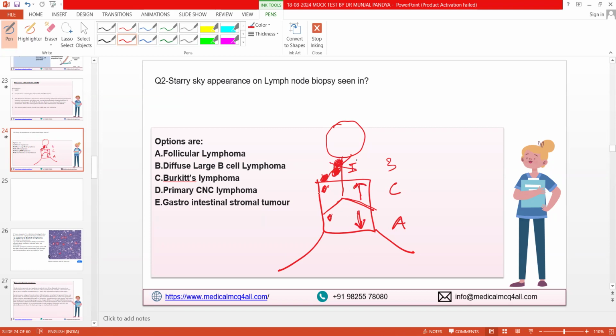And what is stage 4? Stage 4 is extra lymphatic. It has gone out. Lymphoma is a malignancy of lymphoid tissue. So if it is going out of the lymphoid tissue, for example to liver, bone marrow, brain, it is advanced disease, stage 4 disease. It is not now limited to the lymphatic system. So we see a lot of lymphoma patients who present with bone metastasis. So it's a stage 4 lymphoma.